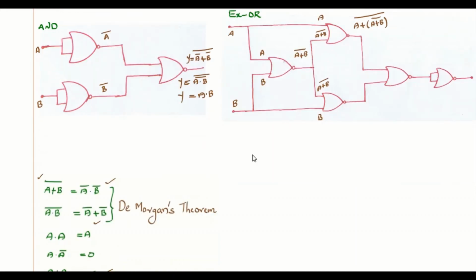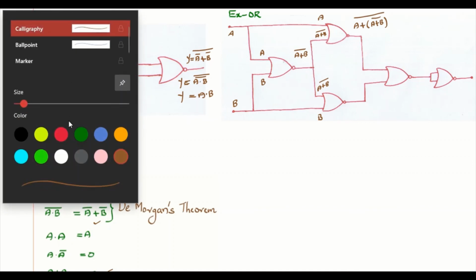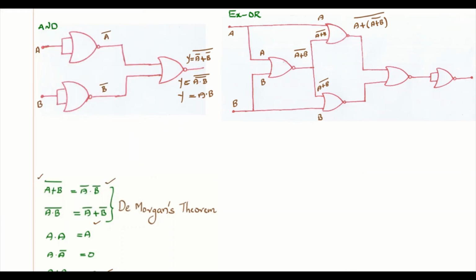The input of the third NOR gate is A plus B complement and B. So the output of the third NOR gate is B plus A plus B complement whole complement. Now let us evaluate what is A plus A plus B complement, the whole complement, which is the output of the second NOR gate.